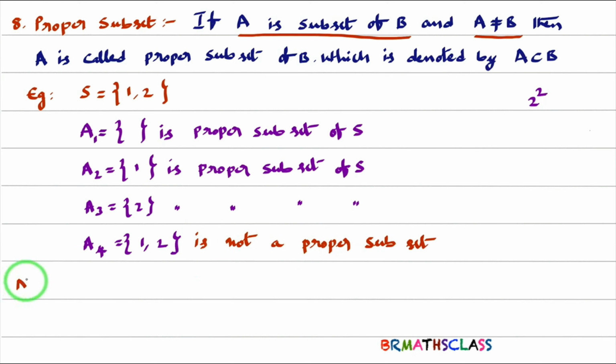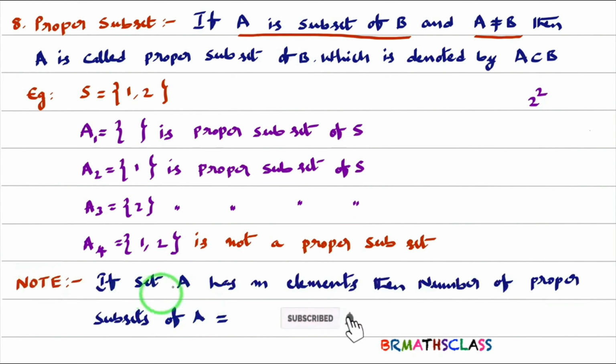Now we will learn an important note related to proper subsets. You observe here, if set A has m elements, how many proper subsets will there be for set A? The formula is 2 power m minus 1. You observe here, this is the set S.